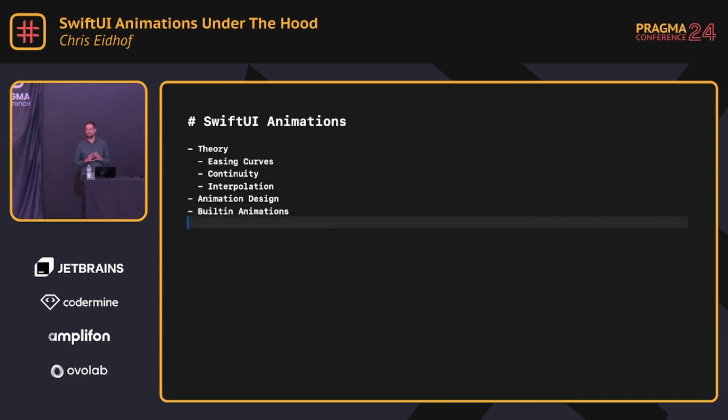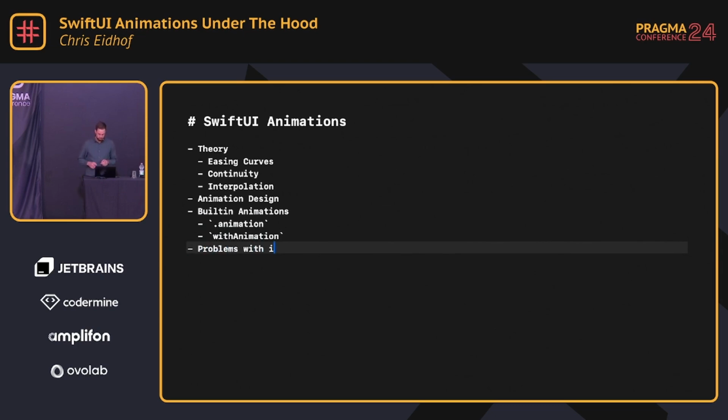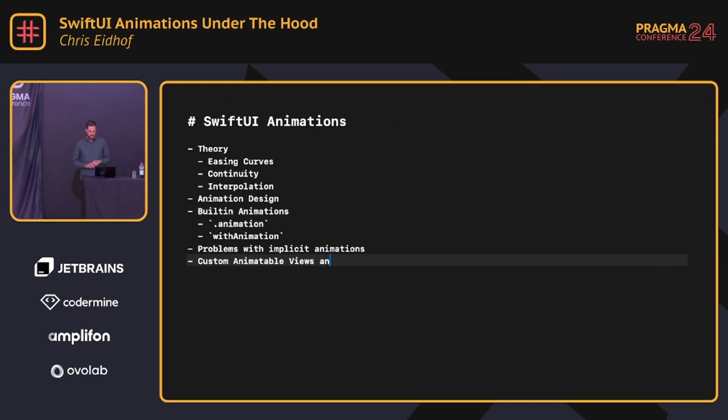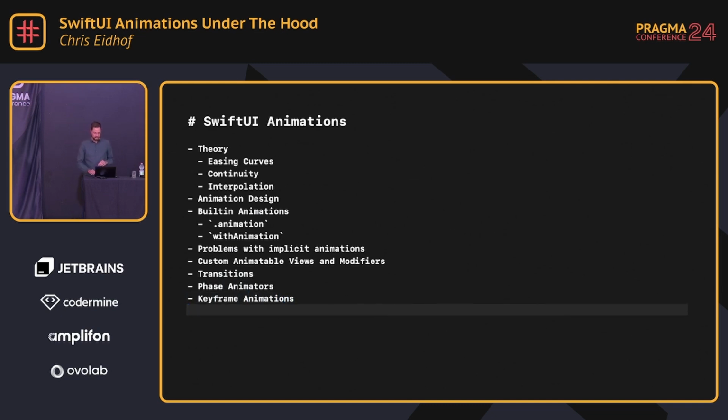But we will look more at how SwiftUI works and how its built-in animation system works. For example, the .animation modifier, which mostly is really cool, but sometimes has some weird behavior. There's the withAnimation modifier. There are problems when you start using .animation, these implicit animations, and we'll briefly touch upon that as well. Then you can have custom animatable views and modifiers. You can have transitions when views get inserted and removed. There are phase animators and keyframe animations. And finally, there's stuff like TimelineView and Canvas.